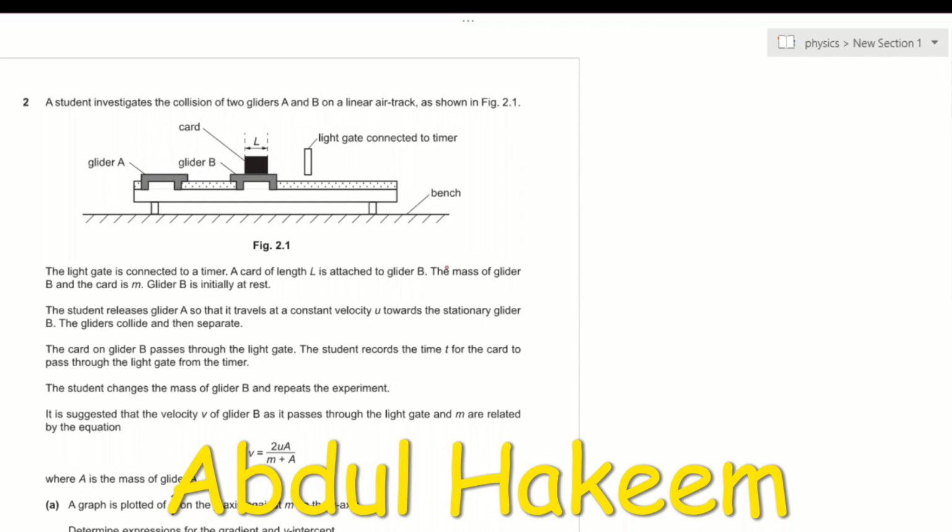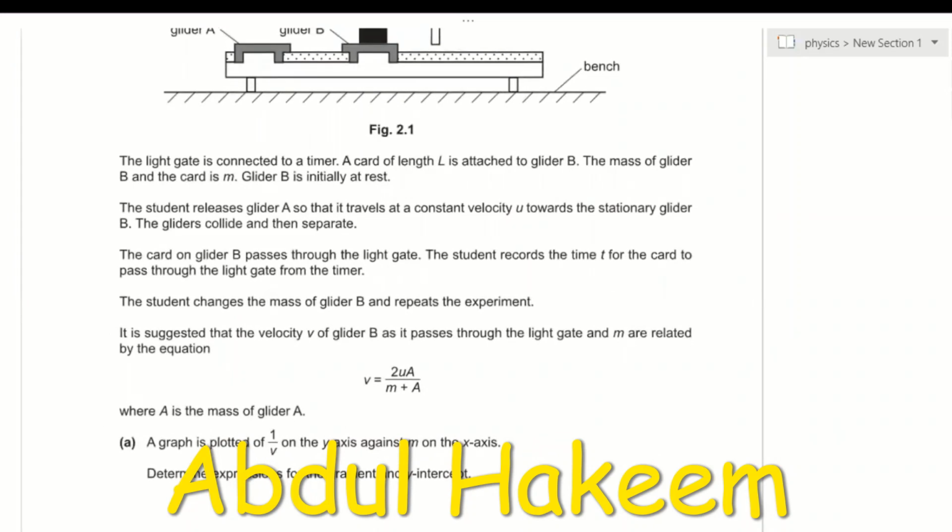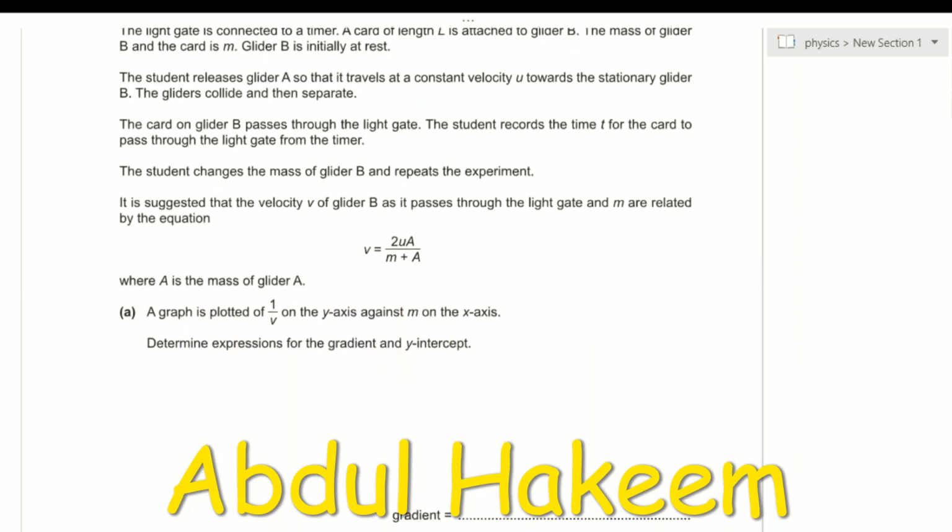The card on glider B passes through the light gate. The student records the time t for the card to pass through the light gate from the timer. The student changes the mass of glider B and repeats the experiment. It is suggested that the velocity v of glider B as it passes through the light gate and m are related by the equation v = 2ua/(m + a), where a is the mass of the glider, m is also mass, u is the velocity of glider A, and v is the final velocity of glider B, which is required.